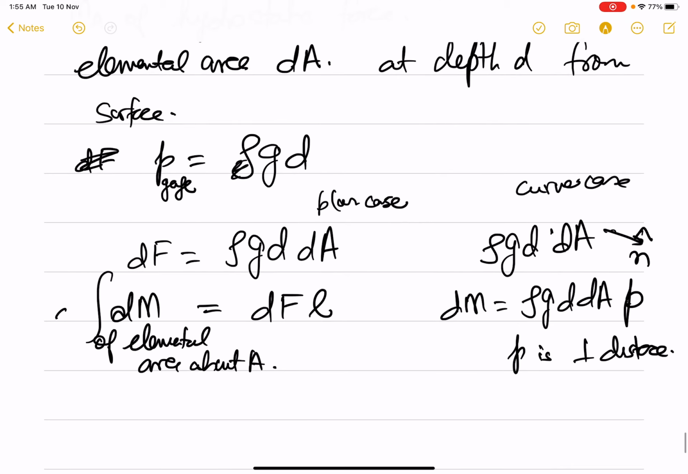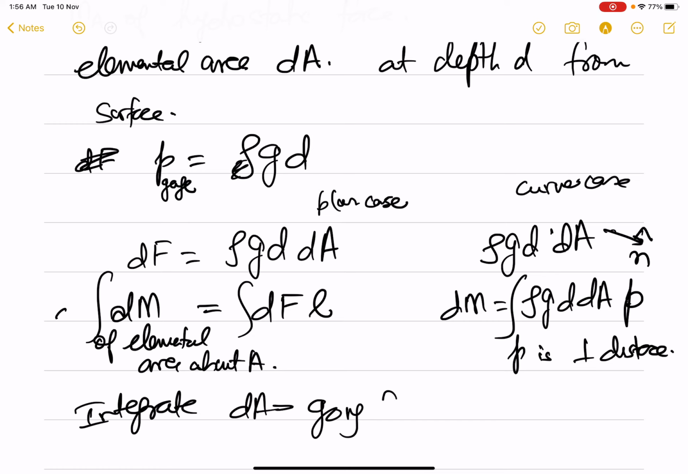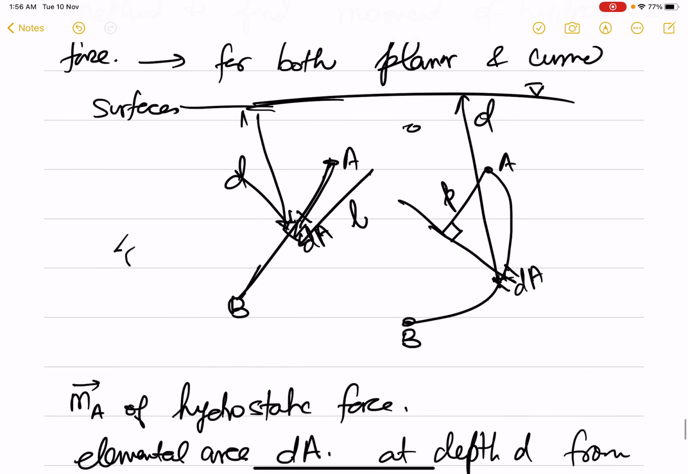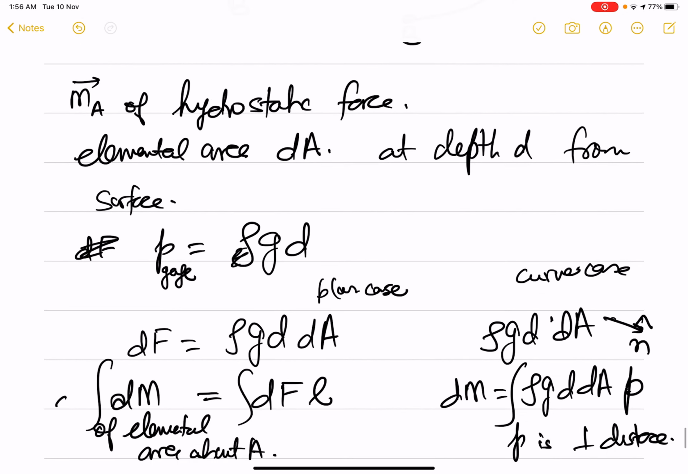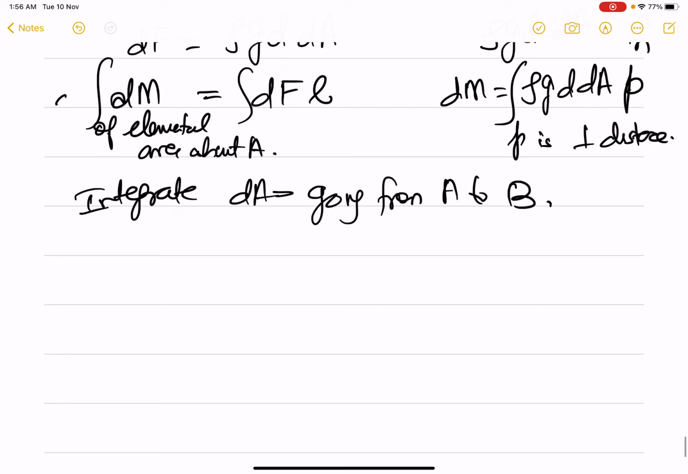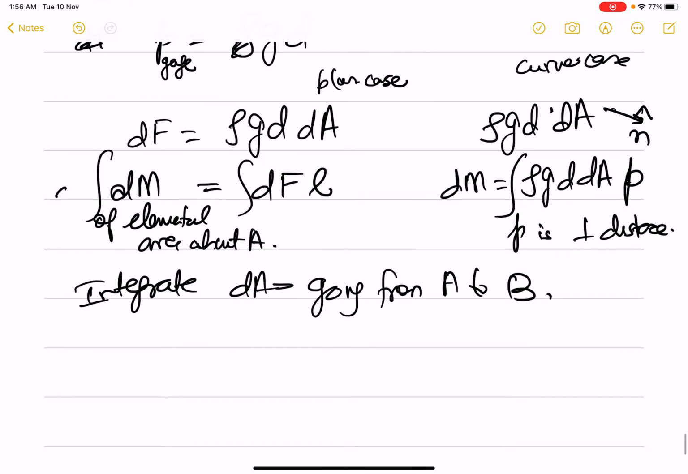And then you integrate the moment, with dA going from A to B, taking the appropriate limits. In the planar case you will have L going from A to B and the total length will be L. In the curved case again you have to take dA going from A to B. If it's a circular arc, then dA can be written as r d theta with appropriate limits of theta. And these can then be integrated to find the total moment.